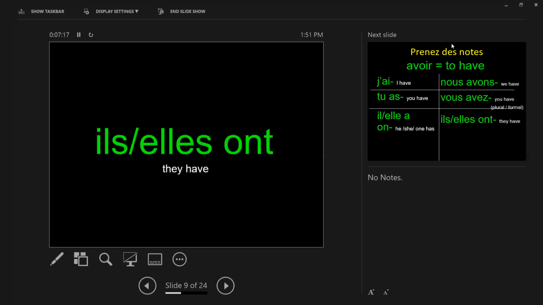And then for they have, there are two different ones to say, because it could either be masculine they or feminine they. So ils ont for men, and elles ont for women. And you can see here, this is a verb that completely changes again. It's not a, it's not avons or avez in this case, it's o-n-t. That's the conjugated verb for they. This means have.